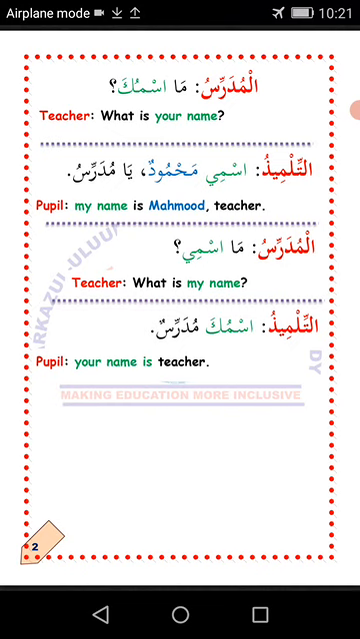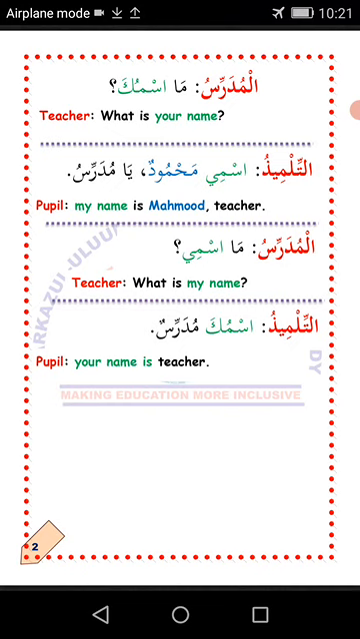Ya mudarris, teacher. Al-mudarris, teacher. Masmi, what is my name? Masmi, what is my name? The ya at the end means you are referring to yourself.